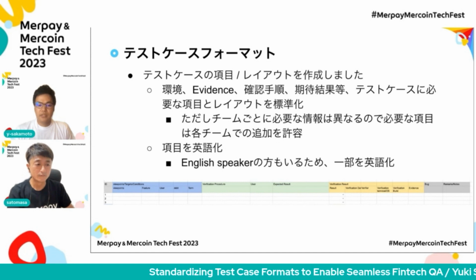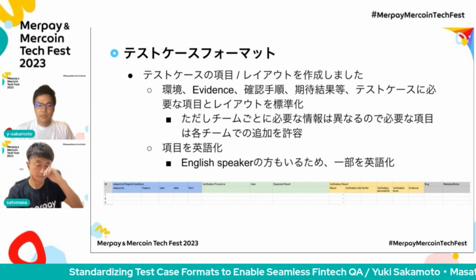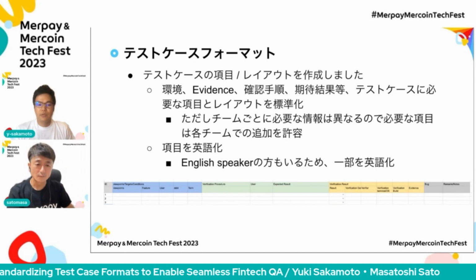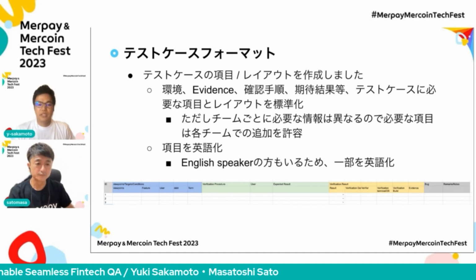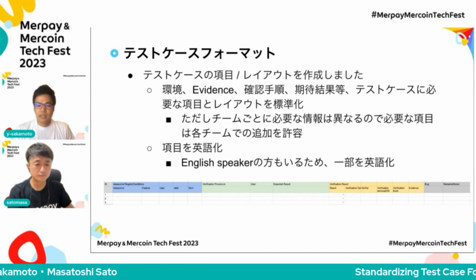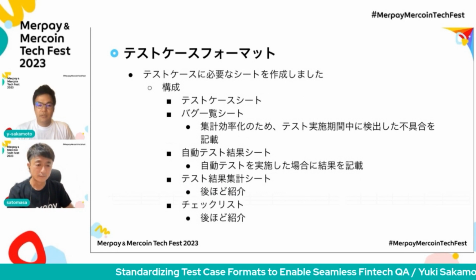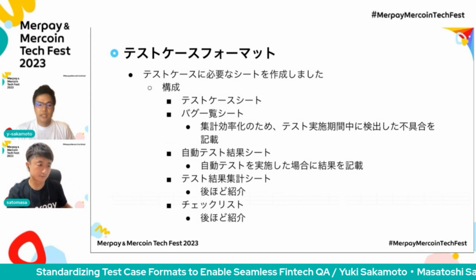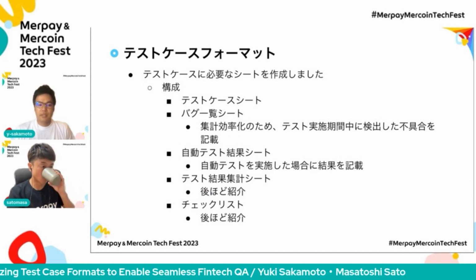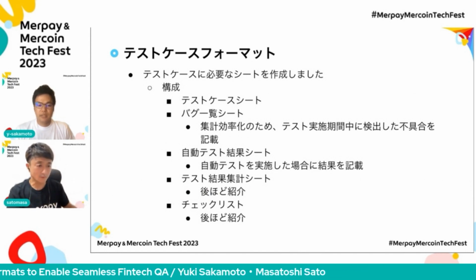In addition, since we sometimes ask English speakers to review the test cases, we translate some of the information into English to make it easier for them to review. In addition to main test cases, we have created other necessary sheets. One is a bug list sheet.